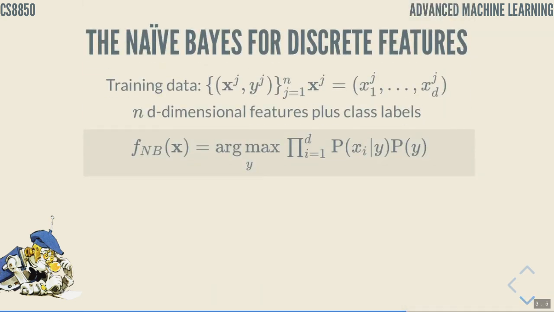So, naive Bayes for discrete features, just as an example. Imagine that we have a set of training data, an example and a label, and this is a sample index in our data set. And each sample is a feature set, x1 through xd, the number of features. So n d-dimensional features plus class labels, where n is the size of our data set.